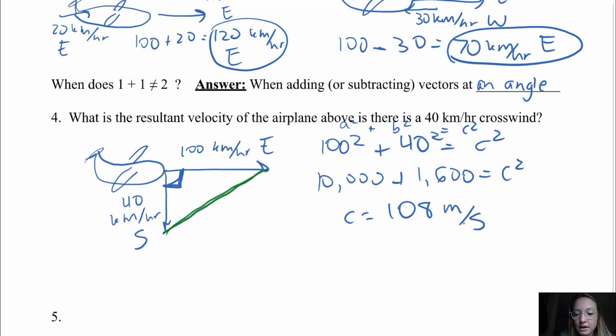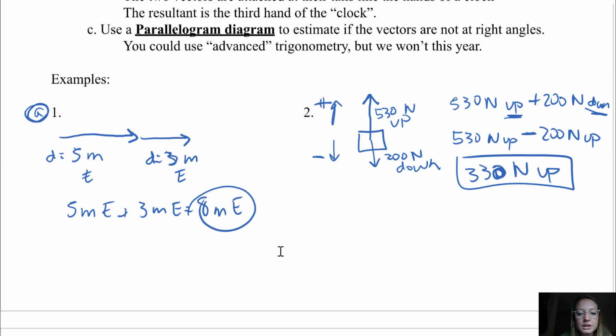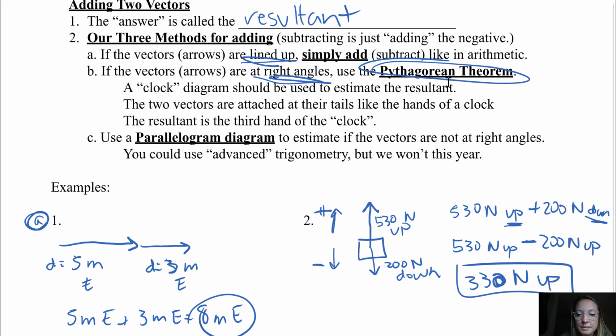About 108. Oh no, not meters per second. Oh my gosh, pay attention to your units, people. Kilometers per hour. So this resultant vector right here is going to be going some amount of kilometers per hour. Now, if we're talking about which direction it's going in, we can use a clock diagram.